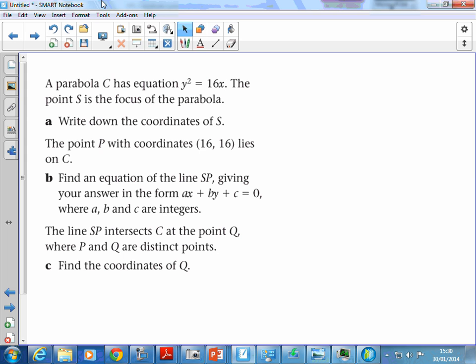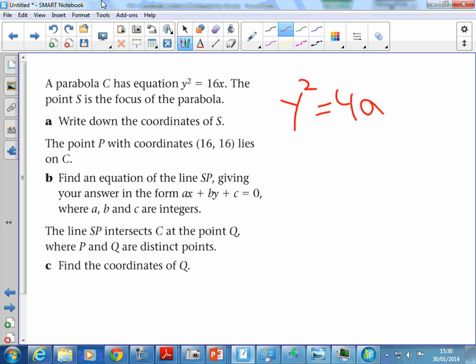Okay, so have a look at this question. It says a parabola C has equation y squared equals 16x, and the point S is the focus of the parabola. Like I said, the general form is y squared equals 4ax, where a is your focus. In this case, they've called it the point S. So from here, it's quite obvious that a is equal to 4.